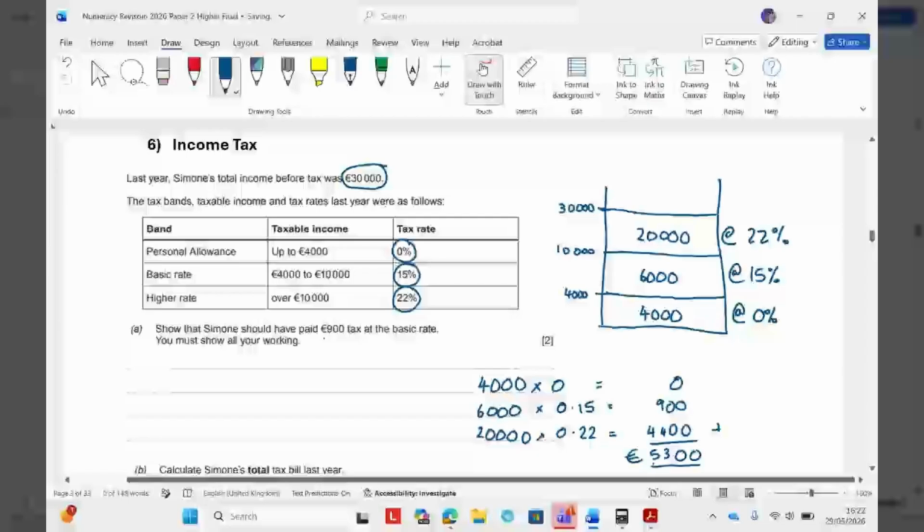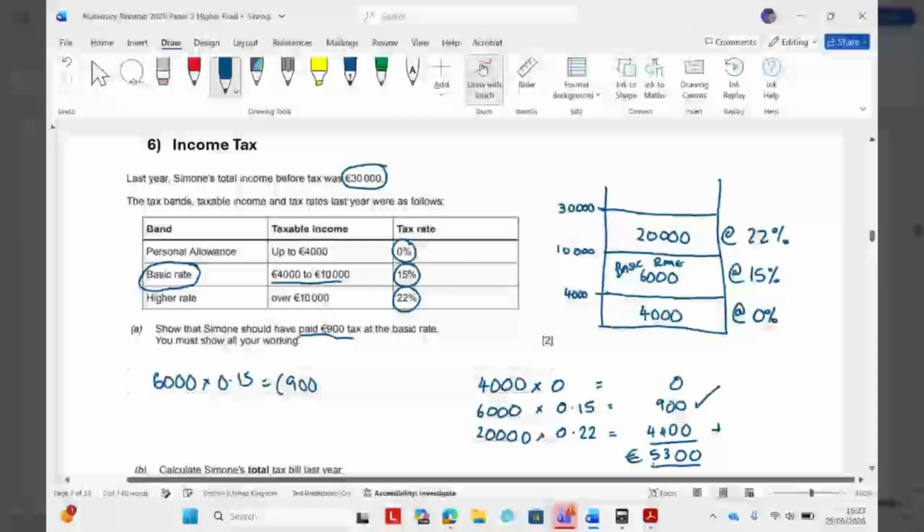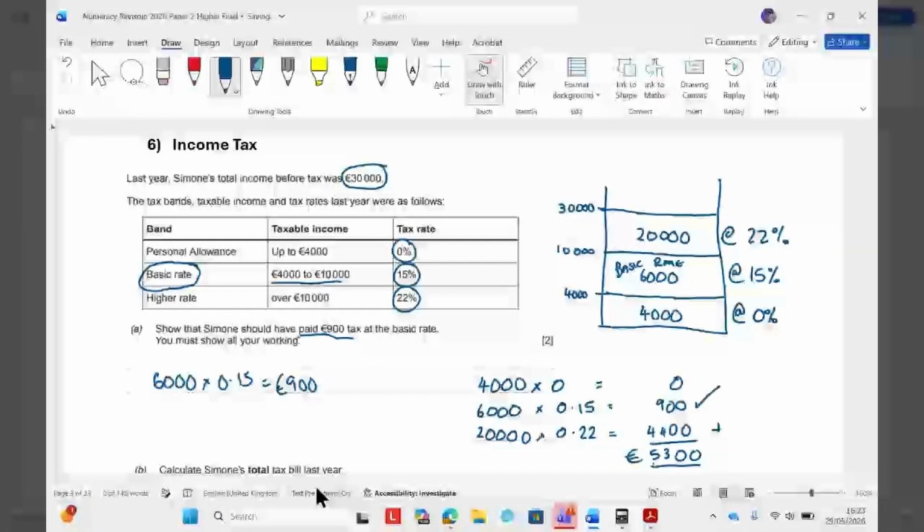Part A here actually was weird. It said, show that Simone should have paid 900 tax at the basic rate. Well, that's what I've done there, right? This is the basic rate in here. It says so here, this is the basic rate, right? And in there's 6,000 euros being taxed at 15%. So all I would have written to show that is just the second part of the workings, just that bit. There's 6,000 being taxed at 15%. The 6,000 in there being taxed at 15% equals 900 euros, done, right? The rest of the bill then would go into part B.